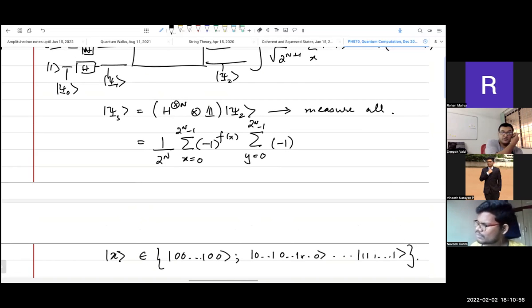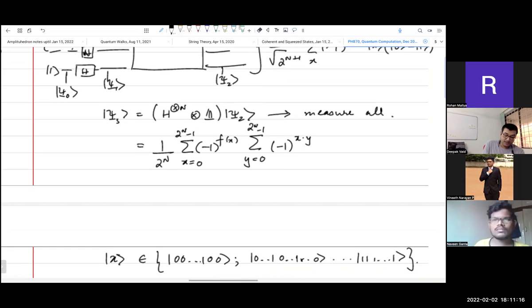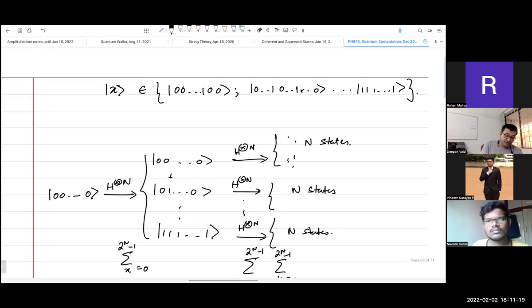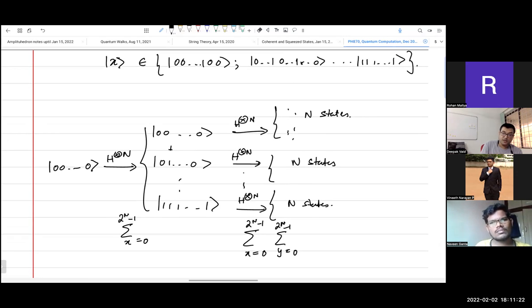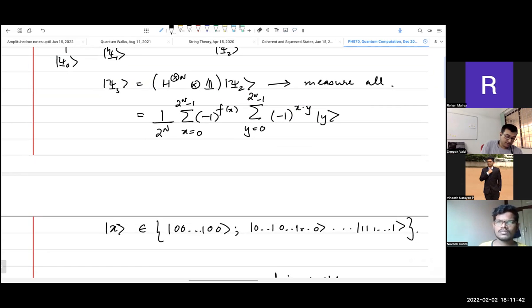But now the really tricky part, which I have yet to wrap my head around, is the following. Even if you understand what's going on here, great, wonderful, we have understood this minus 1 f of x, we have understood where this summation comes from, right? But now the tricky part is figuring out what happens when you apply the Hadamard to an arbitrary bit string. And the answer is this, where in this expression you have this minus 1 to the power x dot y.